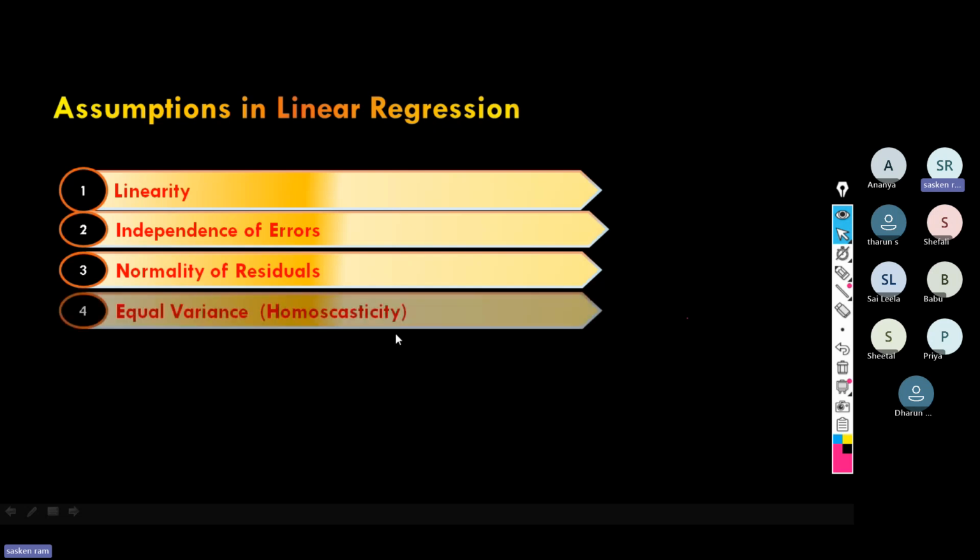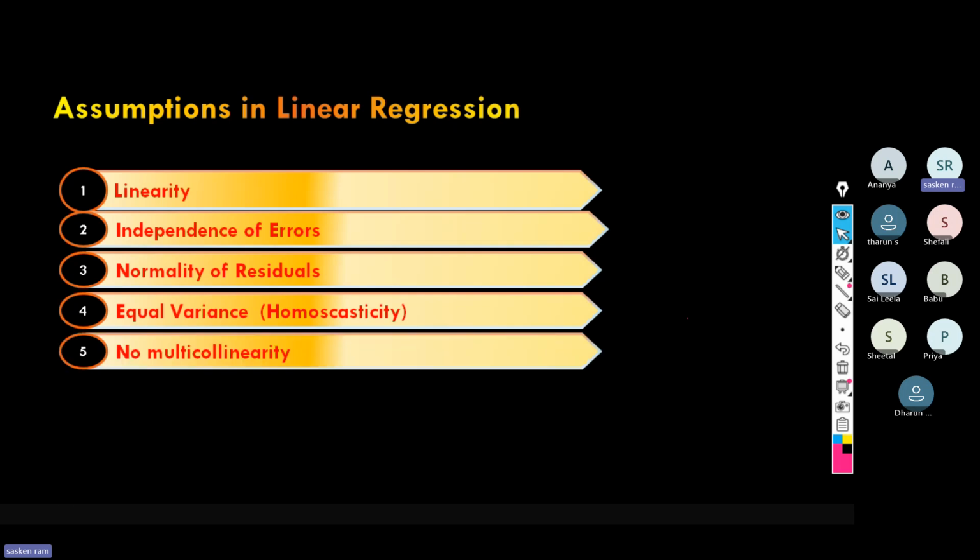Next one is equal variance, homoscedasticity. The residuals are supposed to have constant variance across all values. You can check it using the residuals versus predicted plot. And the fifth one is no collinearity. All the independent variables should not be correlated with other independent variables. For that, we can use something called VIF, variance inflation factor. There is a function called VIF, using which you can find out whether there is any correlation between the independent variables. If the variance inflation factor value is greater than 5 or 10, that means there is multicollinearity.